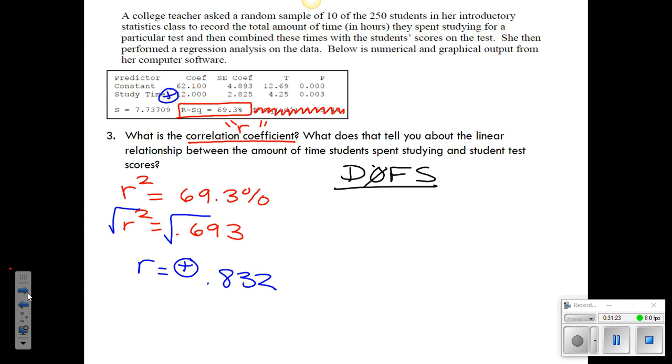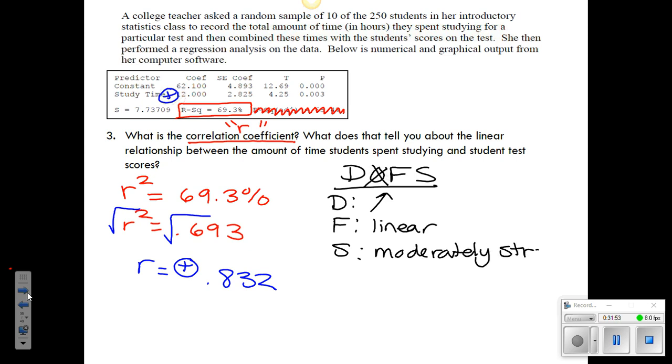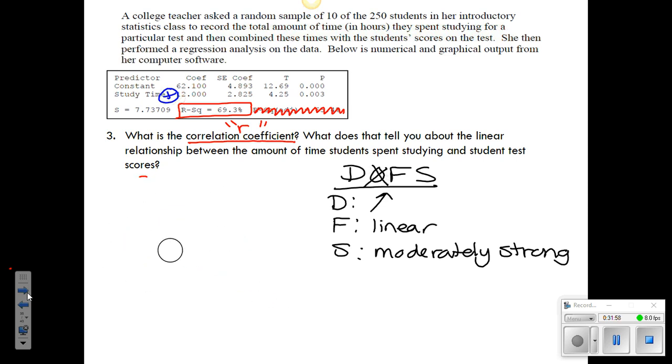If I don't have a graph, probably don't talk about outliers, correct? Can we talk about D? Direction? Positive, because slope is positive. F? Form. Linear, because correlation talks about something that's linear. And given that it's pretty high, 0.832, it's a pretty strong one. If you're worried, you can use moderately. That's even fine. It doesn't sound as cool as moderately strong, but kind of strong is all right.